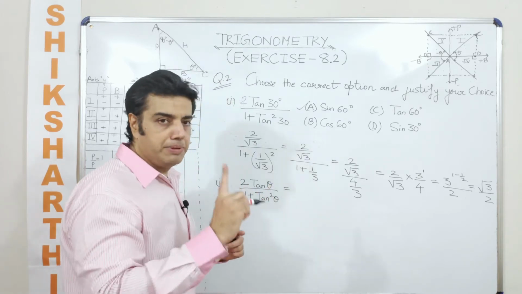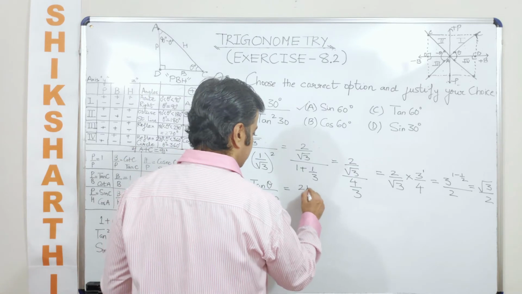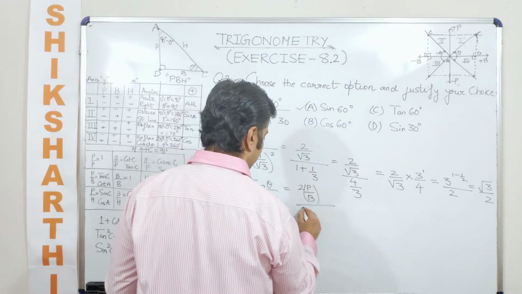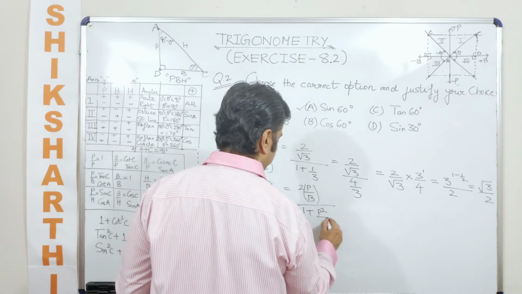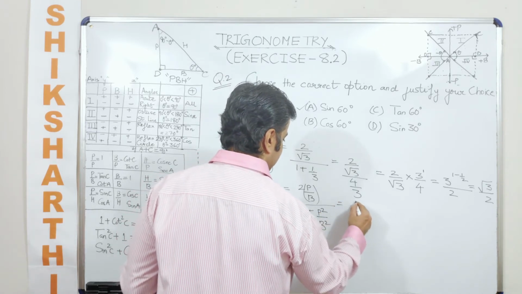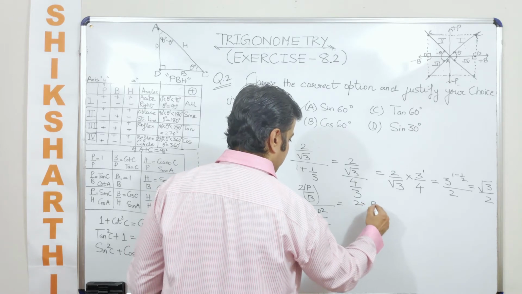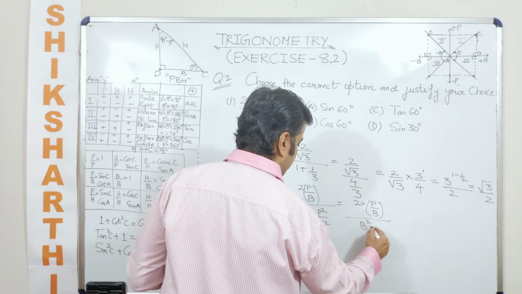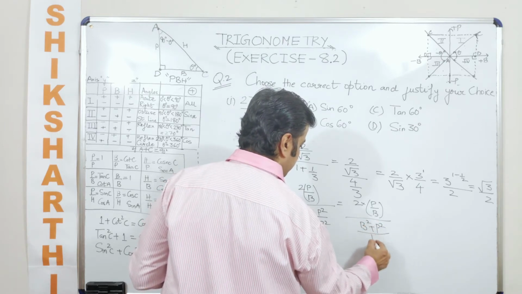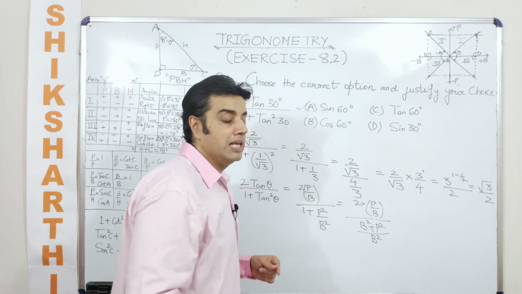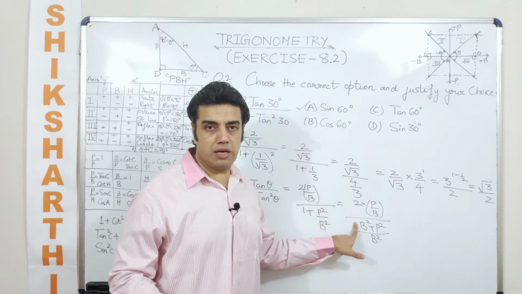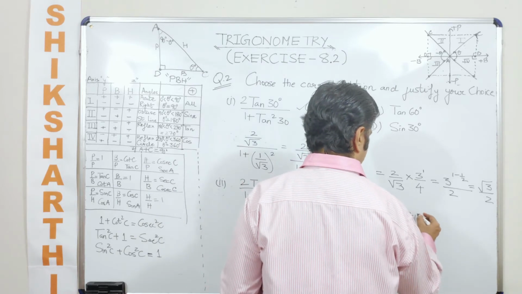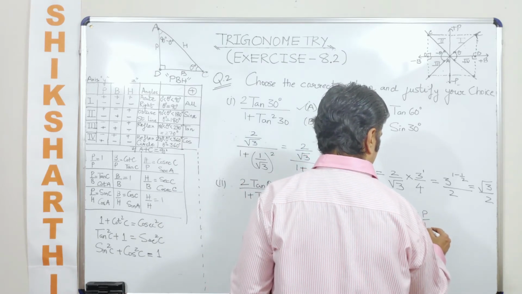How much is tan theta? Perpendicular upon base. So can I say this is 2p upon b, I mean twice of p upon b divided by 1 plus p square by b square, which is just like saying this is 2 into p by b divided by b square plus p square divided by b square. So can I say this is nothing but the Pythagoras theorem? How much is p square plus b square? H square.